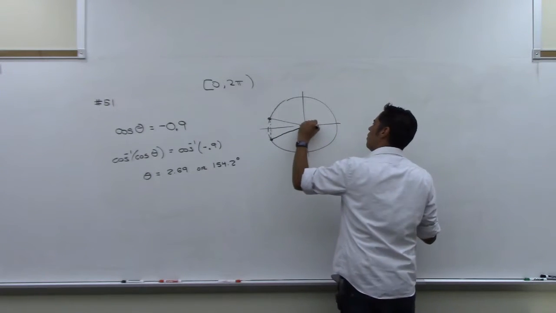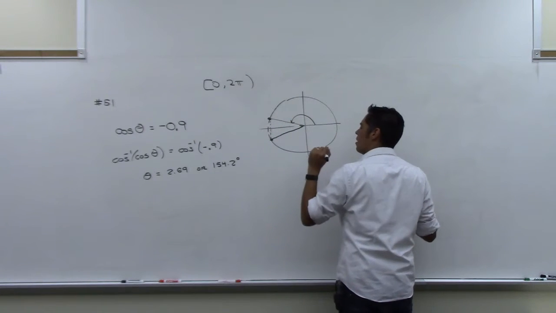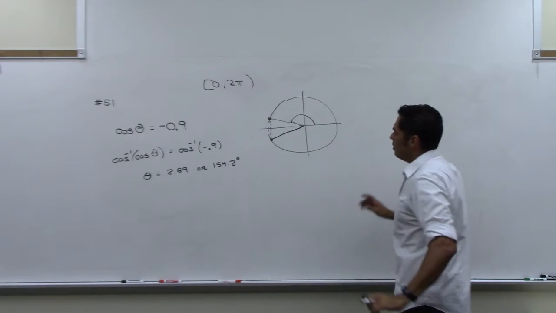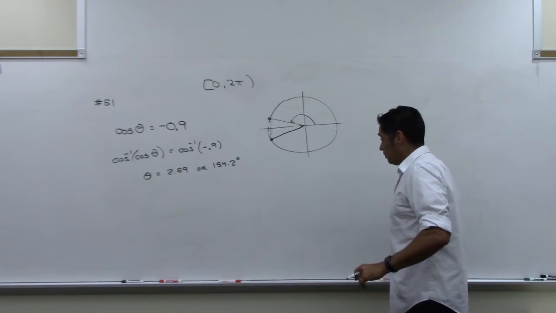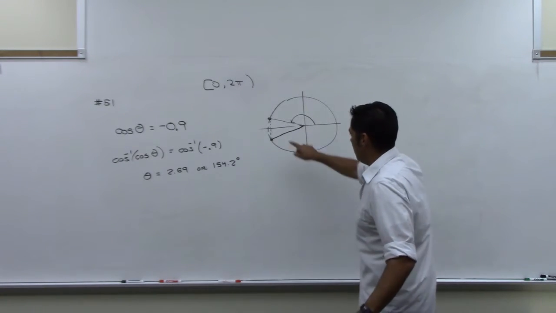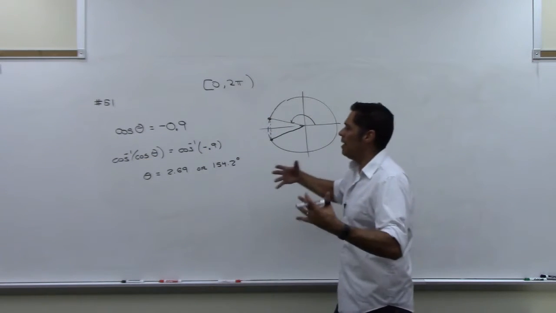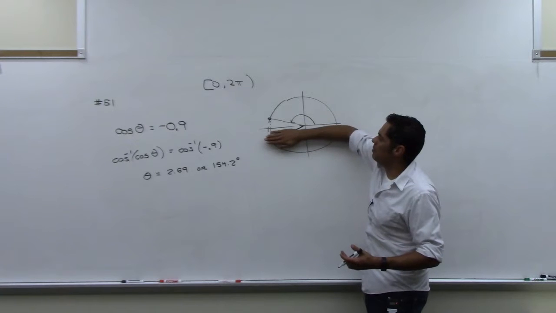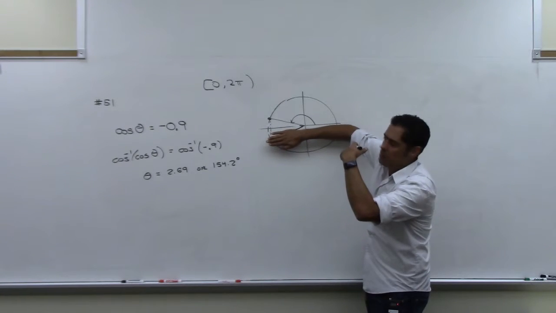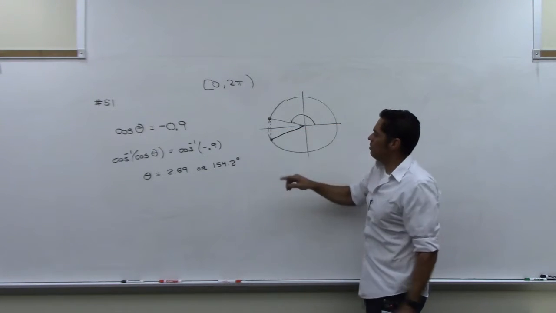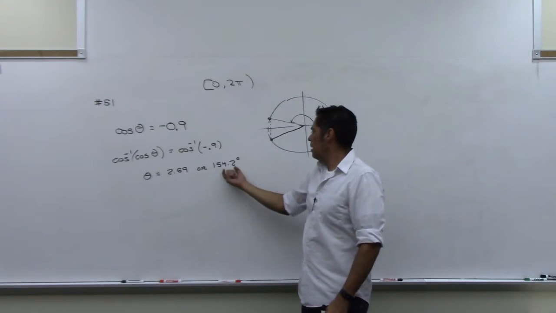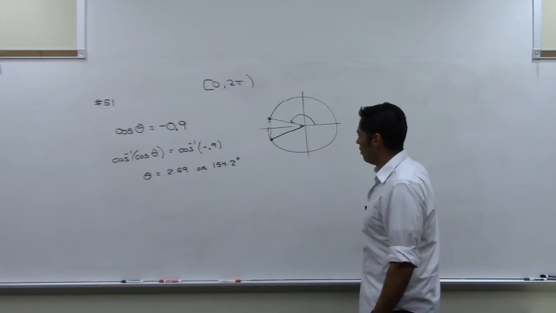So if this angle it's spitting out is 154 degrees, the reason why it's giving me that and not giving me this one is because of the domain restrictions of the inverse cosine function, which means you're only in the top two quadrants. The domain restriction is between 0 and pi. So it's only going to give me one answer back, and it's going to be 154.2 degrees.